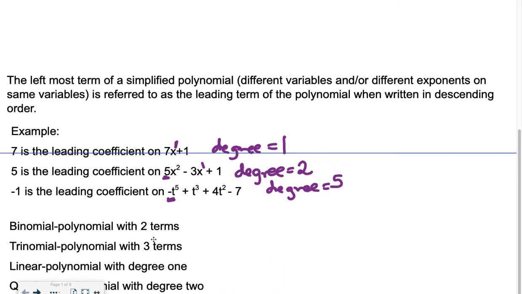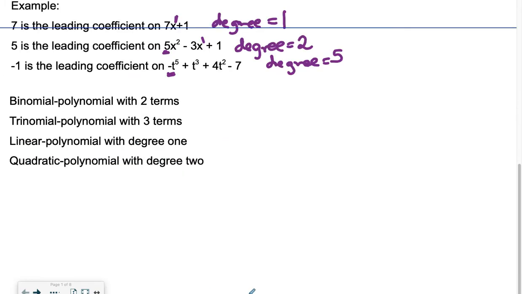A binomial is a polynomial with 2 terms. A trinomial, 3. A linear is a polynomial with degree 1. So just to go back, a linear would be 7x plus 1. And a quadratic is a polynomial with degree 2.